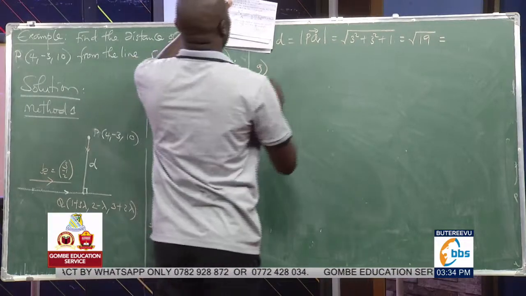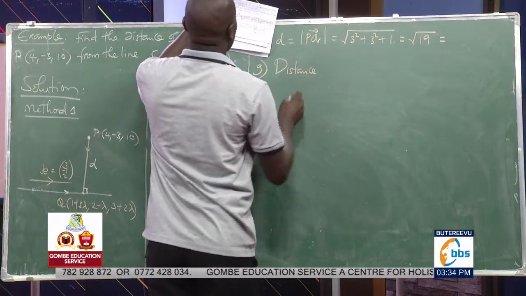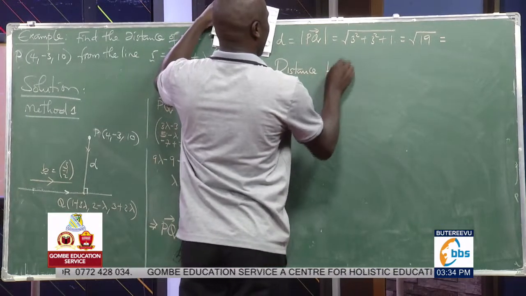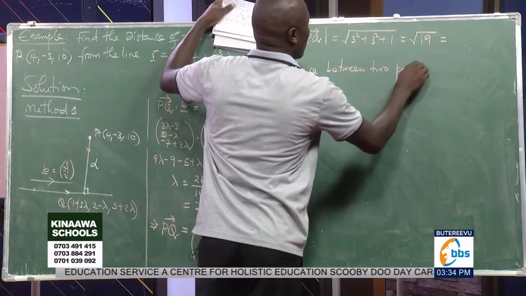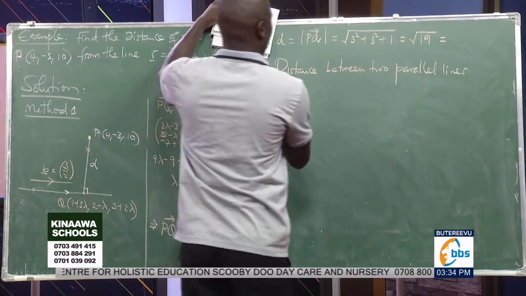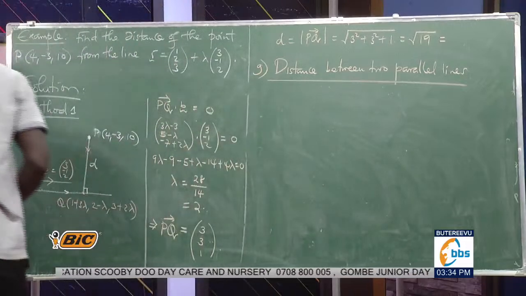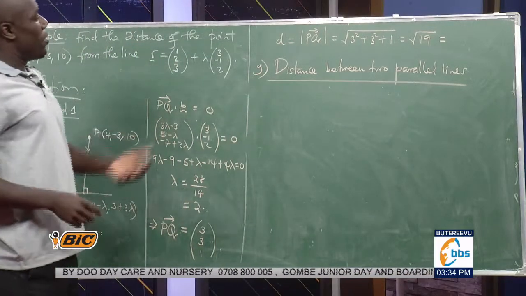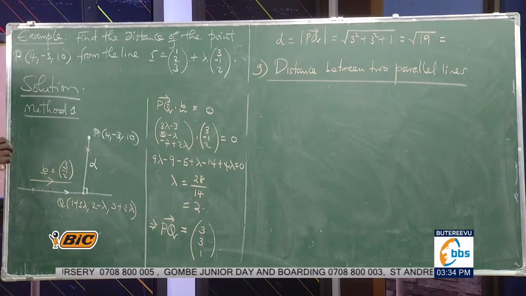Now, part G, you want to see how to find the distance between two parallel lines. So how do we find the distance between two parallel lines? First of all, if you want to find a distance between two lines, they must be parallel.